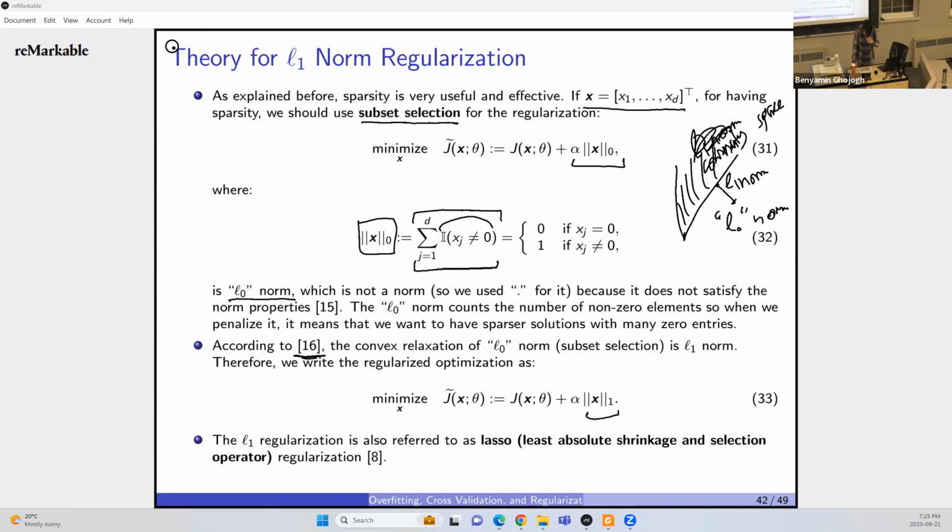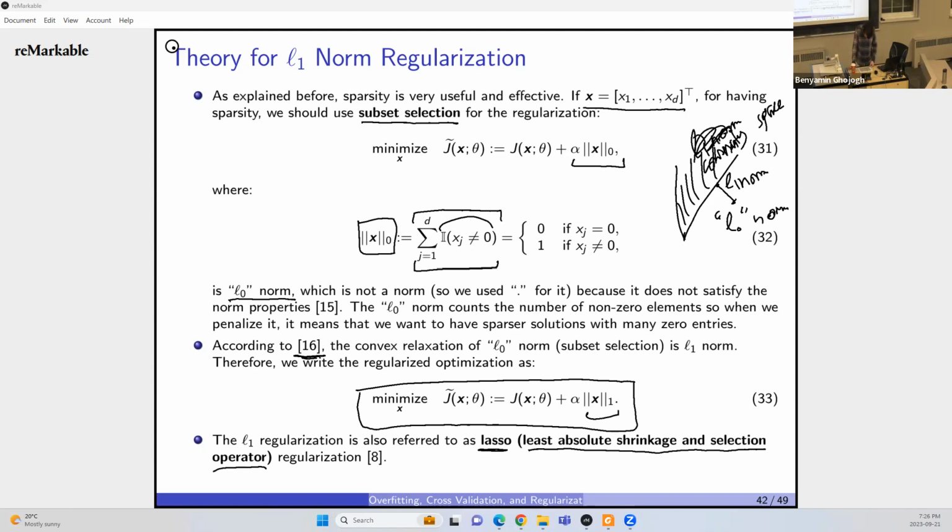Reference 16. Okay, so that is the reason that I told you, whenever you hear L1 norm regularization, you should think of sparsity. This is called Lasso, also Lasso regularization. I think it was named by Tibshirani. Lasso is short for least absolute shrinkage and selection operator. I know it's very long, so Tibshirani named it Lasso.